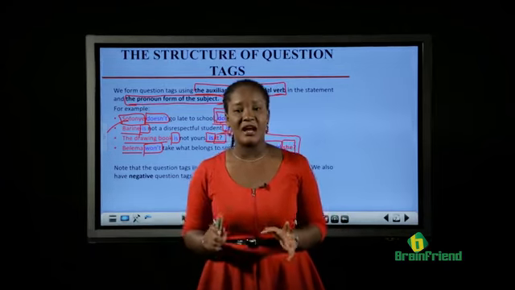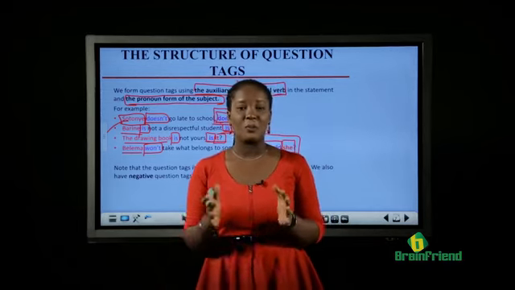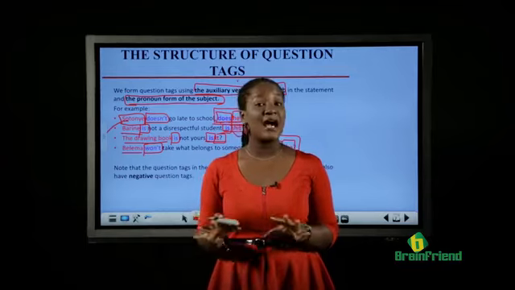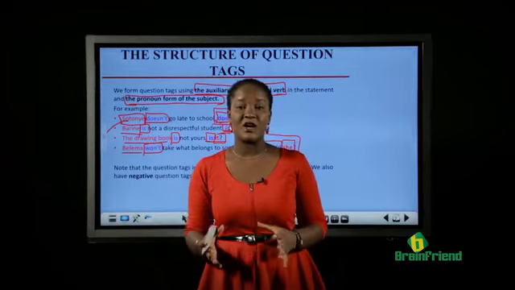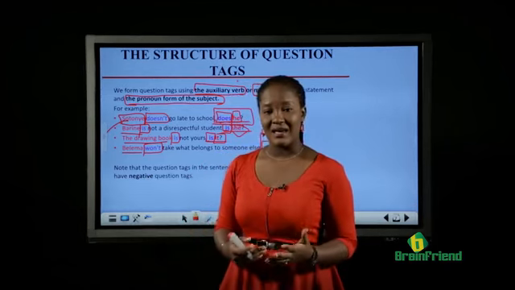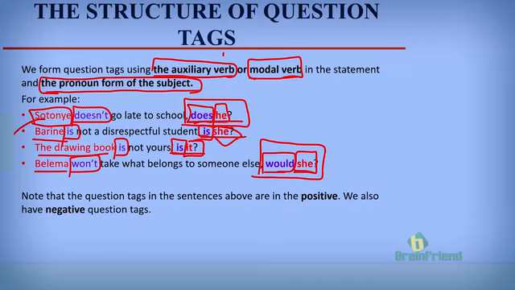Now note that auxiliary verbs are helping verbs. They help main verbs complete their meaning. They are not action words as we can see on the board. They are just helping verbs that help other verbs to make their complete meaning. Now, note also that question tags in the sentence above are in the positive. We also have negative question tags.